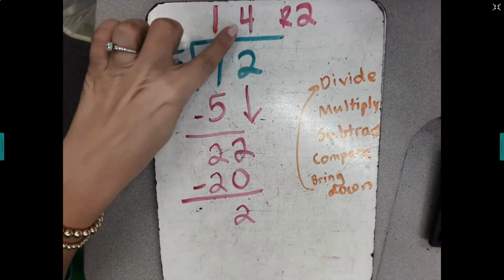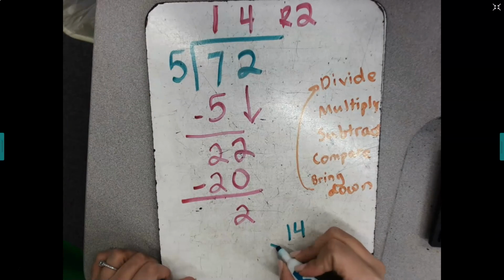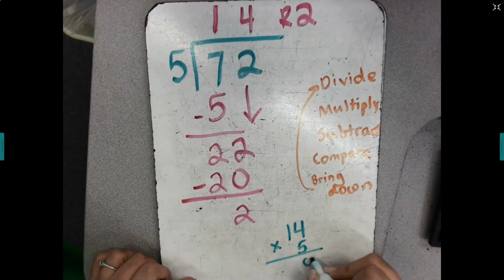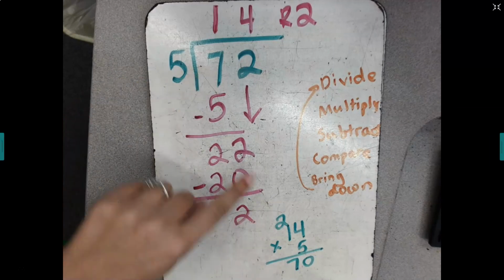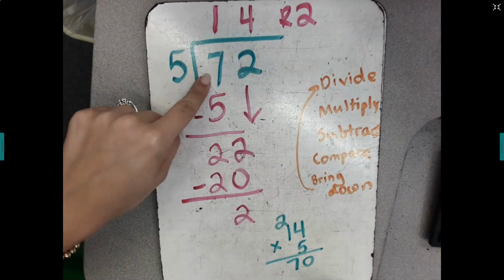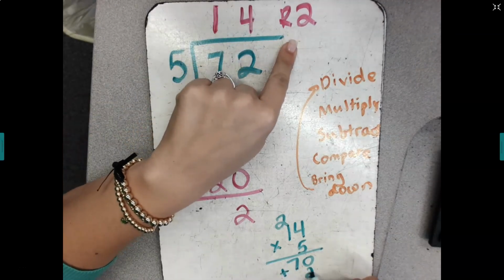Let's check this answer using the same strategy as last time. I'm going to multiply 14 times 5. That gives me 70. But this was 72. I have 70 here and 72 here. So where does this extra 2 come from? Well, it comes from the remainder. So then I just add the remainder, and there is my answer.